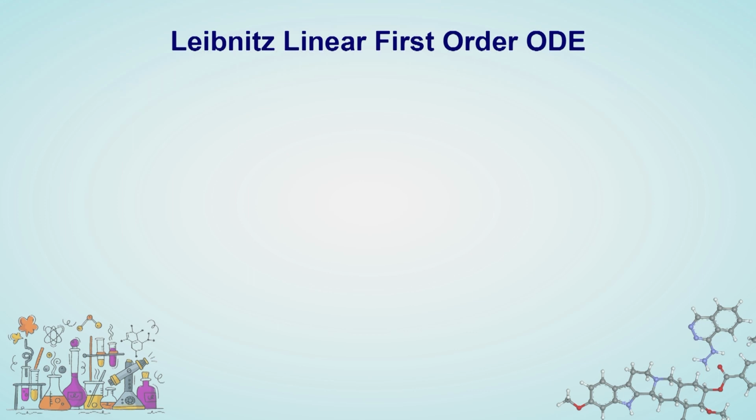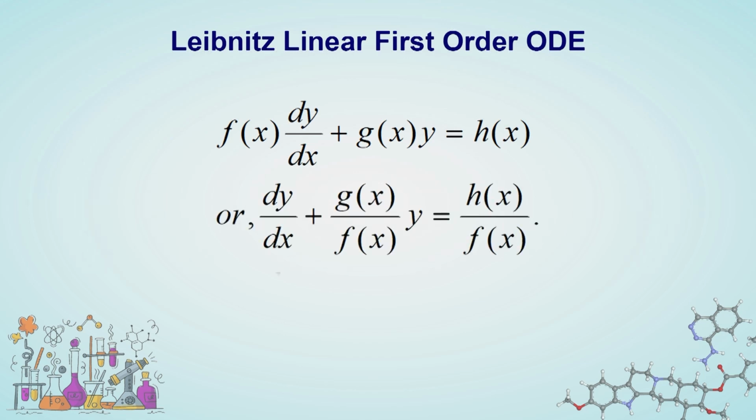How do we identify the linear differential equation? Simply by f(x) dy/dx plus g(x) y equals h(x). But here f(x) is the coefficient. Now we divide this equation by f(x). Then we have dy/dx plus p(x) y equals r(x). We are interested in the coefficient of y and the right hand side term r(x).